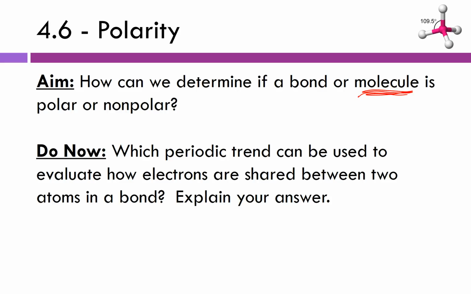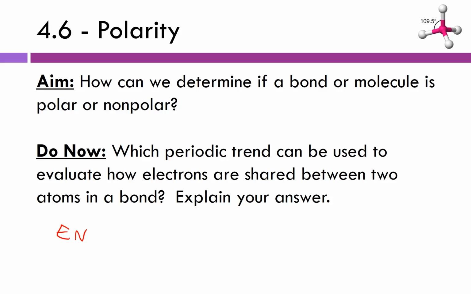Let's take a look at the do now. Which periodic trend can be used to evaluate how electrons are shared between two atoms in a bond? Explain your answer. As usual, pause the video, see if you can figure this out. Okay, if we're talking about how electrons are being shared between atoms in a bond, hopefully that's pointing you right at the electronegativity trend. I'm just going to abbreviate it EN.